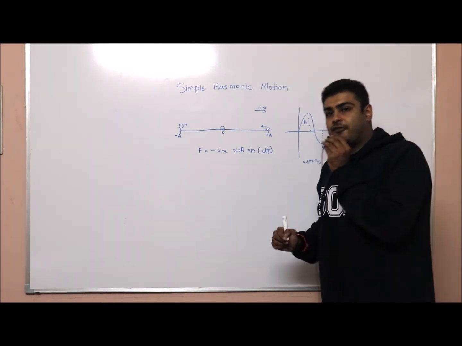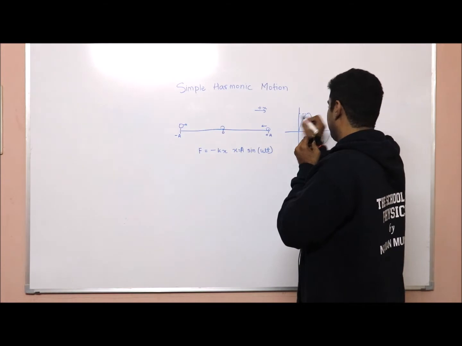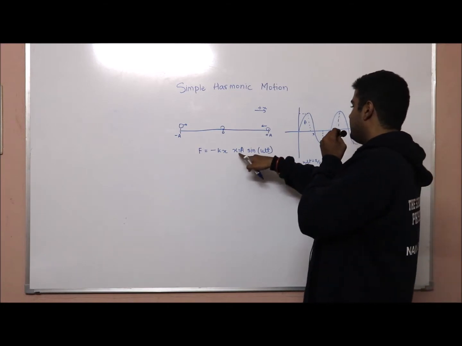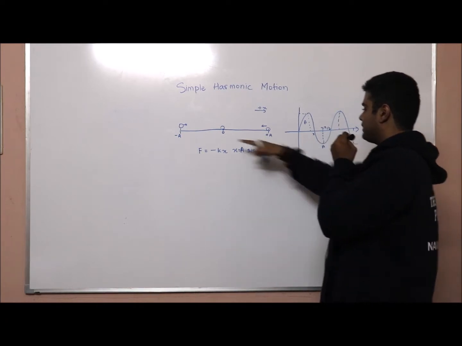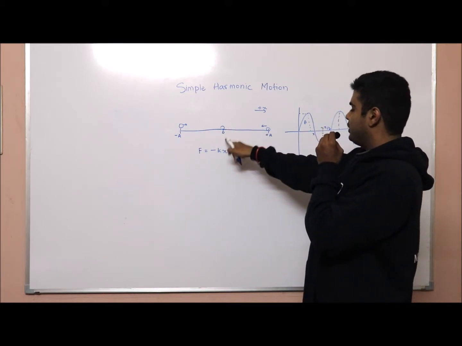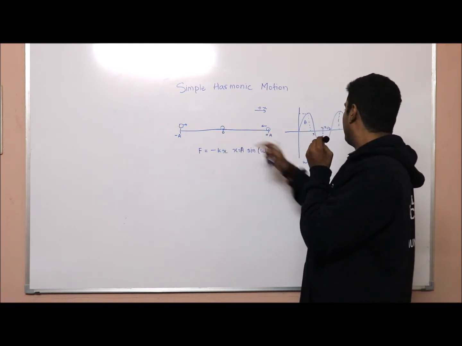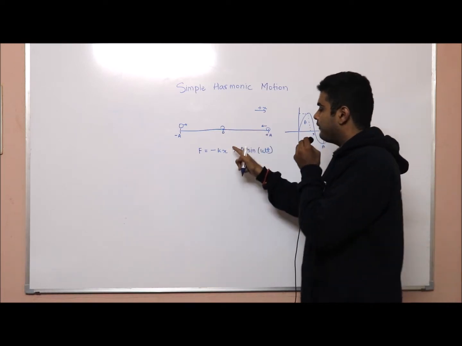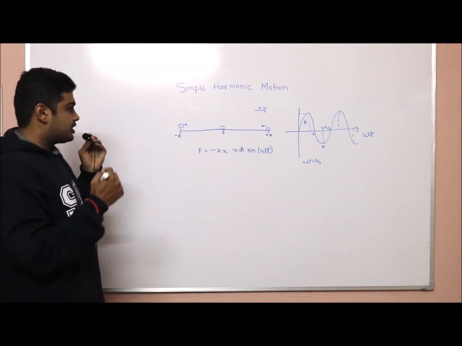This is how SHM is defined. When omega t is equal to 0, x is equal to 0. When omega t is equal to pi by 2, x is equal to A, the maximum amplitude. When omega t is equal to pi, x is equal to 0. When omega t is equal to 3 pi by 2, x is equal to minus A. So this is how SHM goes.